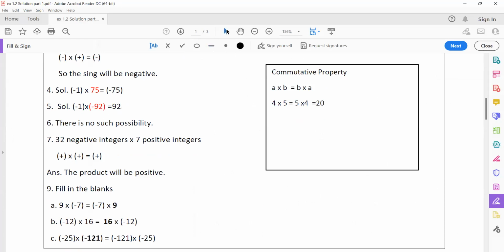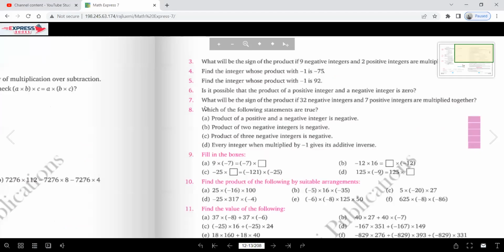Question number 6 is the next question. Is there a possibility that the product of a positive integer and a negative integer is 0? I said no. There is no such possibility that when we multiply one negative and one positive number, the product will be 0. So the answer is no.